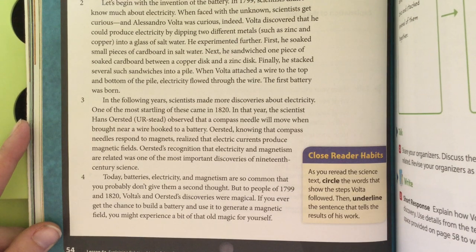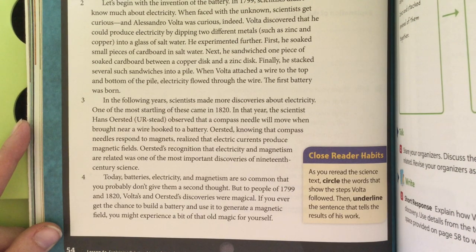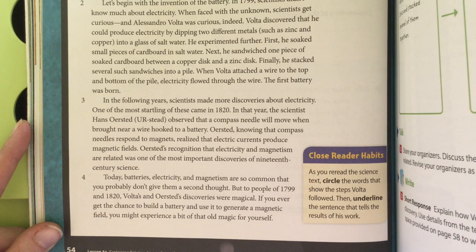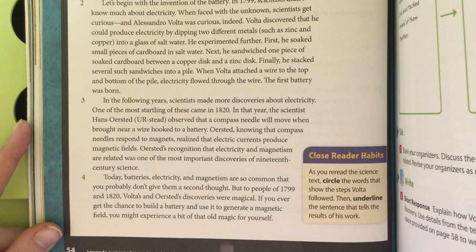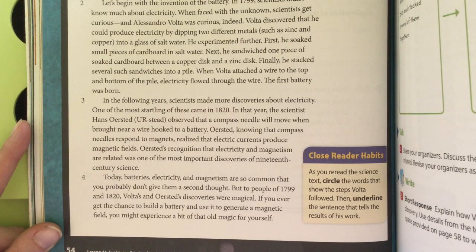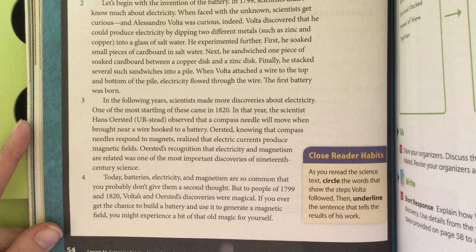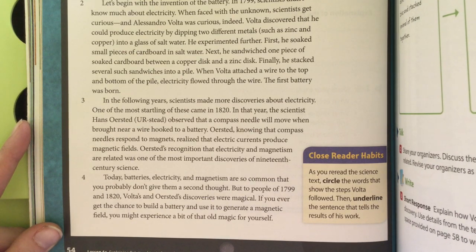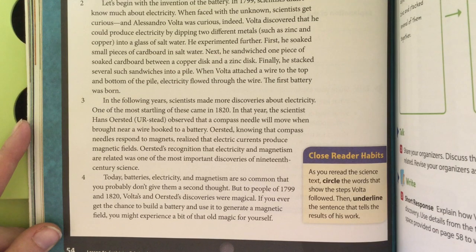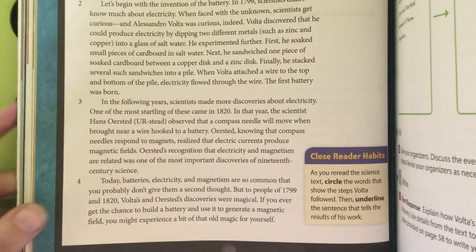Today, batteries and magnetism are so common that you probably don't give them a second thought. But to people of 1799 and 1820, Volta's and Ørsted's discoveries were magical. If you ever get the chance to build a battery and use it to generate a magnetic field, you might experience a bit of old magic for yourself.